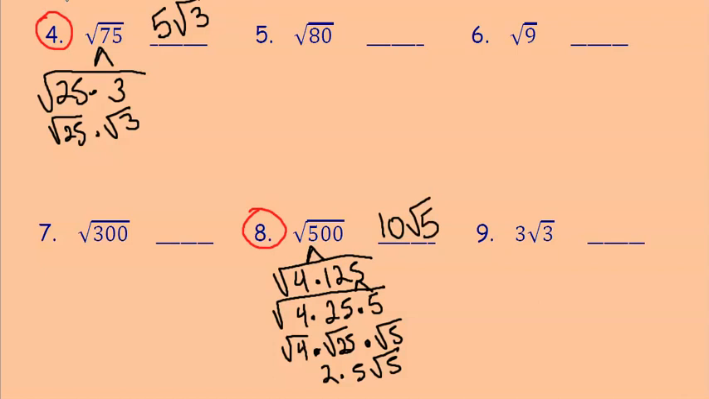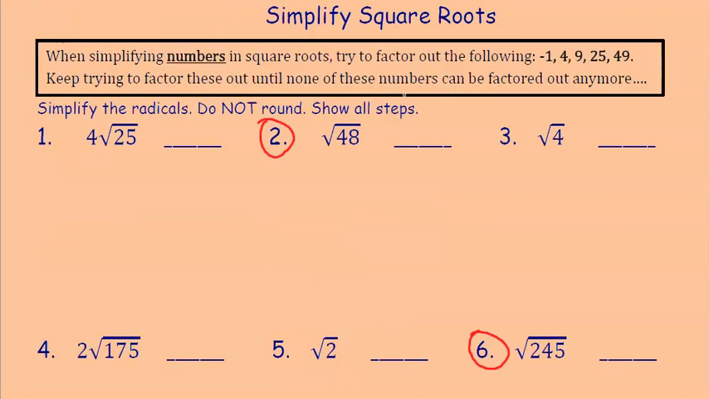Pause the video and try the rest of the questions on this page. Check your work and then move on to the next page. Page 21. Simplify square roots. Let's look at number 2, the square root of 48.